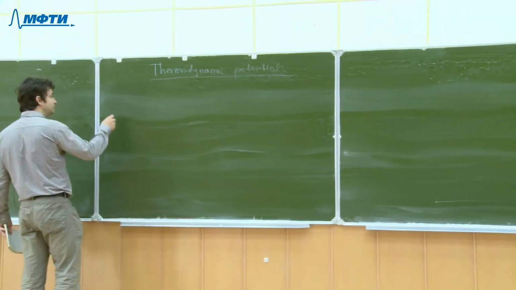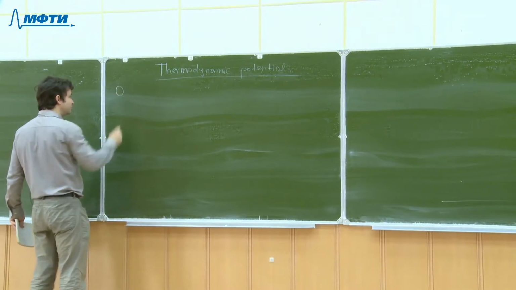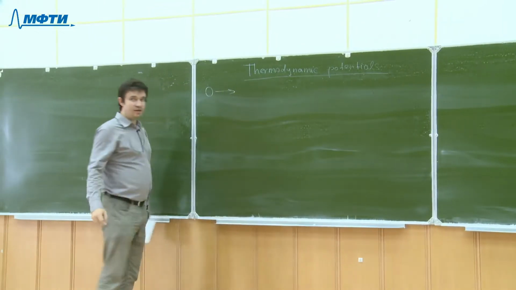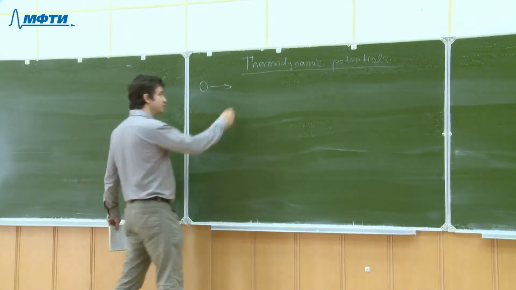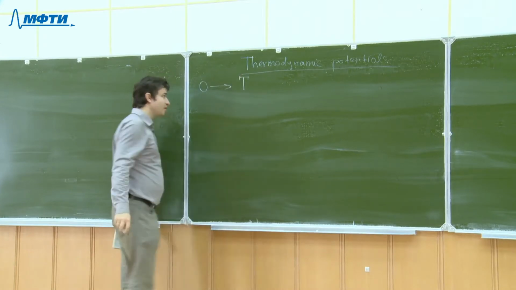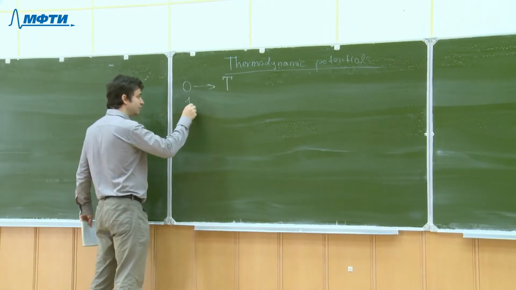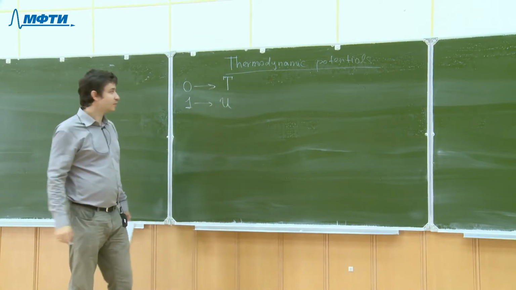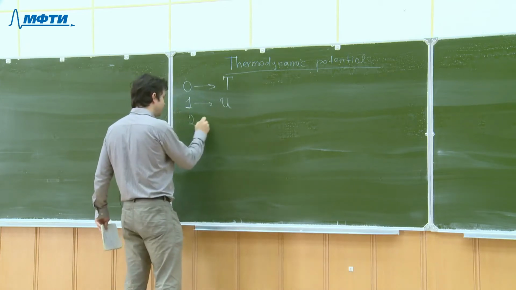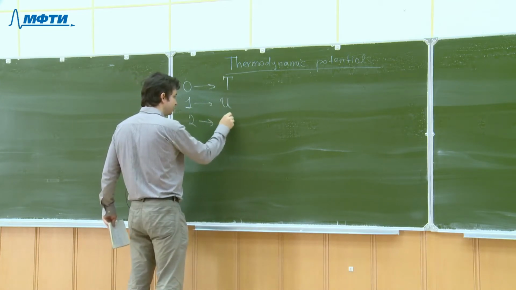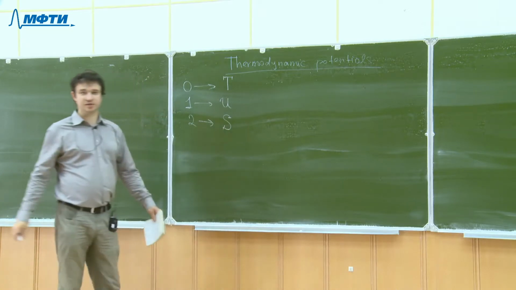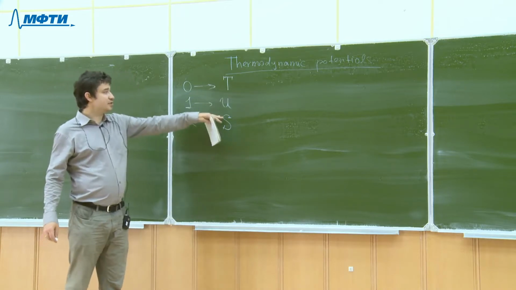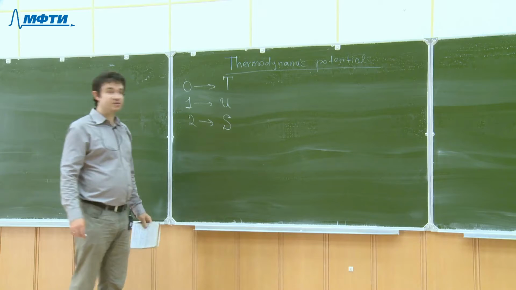So first of all, I have introduced previously the laws of thermodynamics, and Zero's law led me to the introduction of the concept of temperature. The first law allowed me to introduce internal energy, and the second law led to a new function which describes irreversibility and is called entropy. And all of these are functions of state.